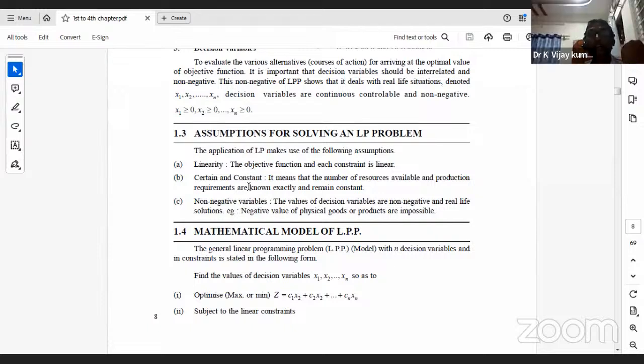So what is linear? In the objective function, each constraint is linear. What is the meaning of linear? Each constraint is linear means it is positive or negative. Hello? What is the meaning of linear?